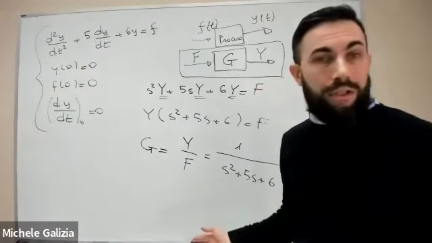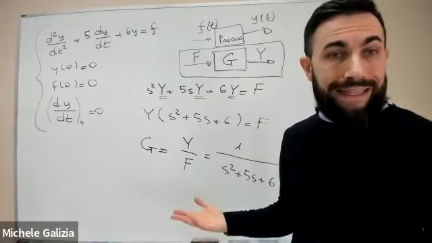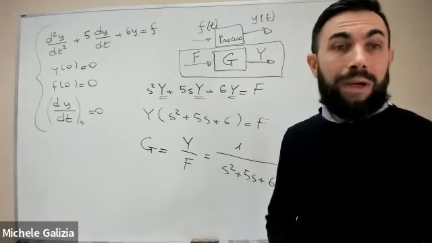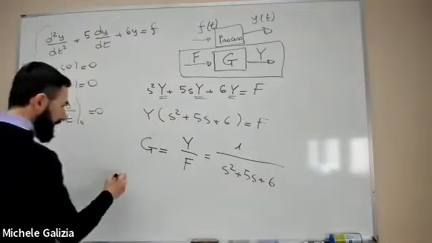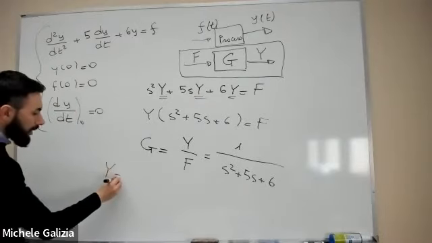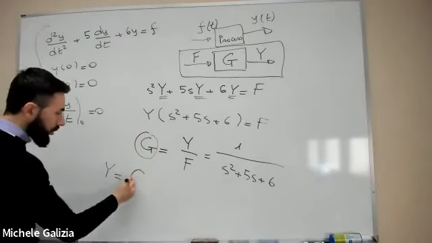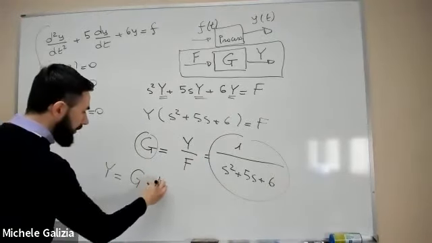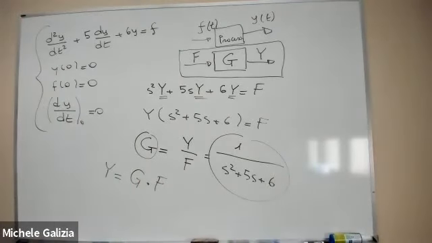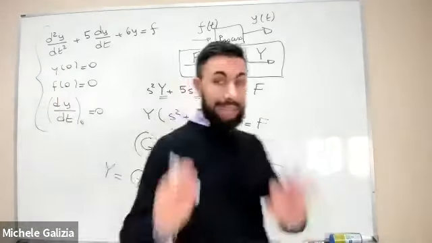Now, let's consider a disturbance hits the system. How can we find the response? And we will see this next time. Simple. The response Y will be the transfer function G that we have times the Laplace transform of the disturbance. And that's it.